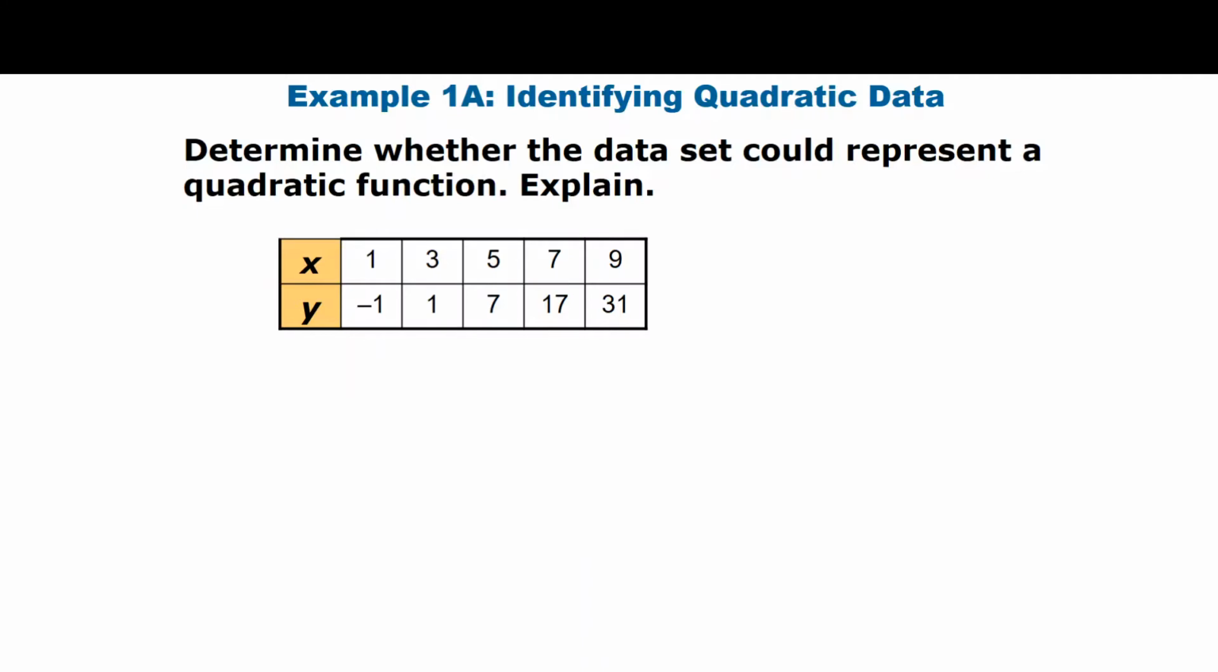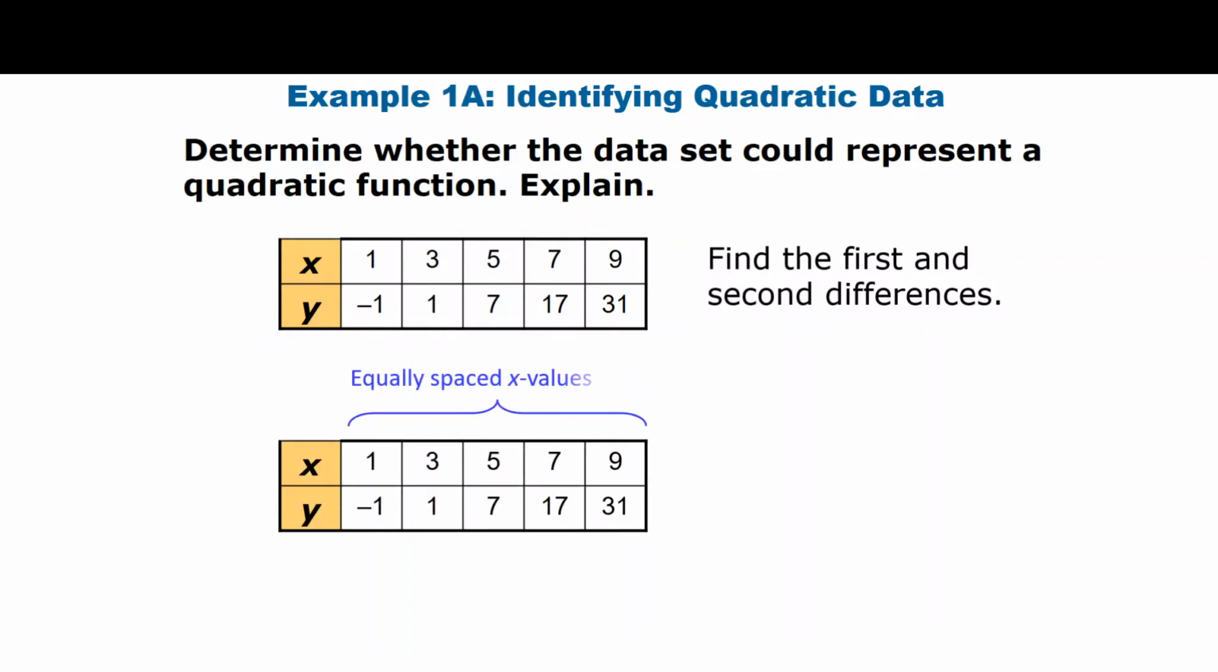Let's look at an example. It says determine whether the data set could represent a quadratic function and explain why. The first thing we want to do, again, is find the first and second differences. Let's look at our x's first. We check to see if they're equally spaced. 1 plus 2 is 3, 3 plus 2 is 5, 5 plus 2 is 7, and 7 plus 2 is 9. So I can see that my x's are equally spaced. So far, so good. Next we're going to take a look at our y's.